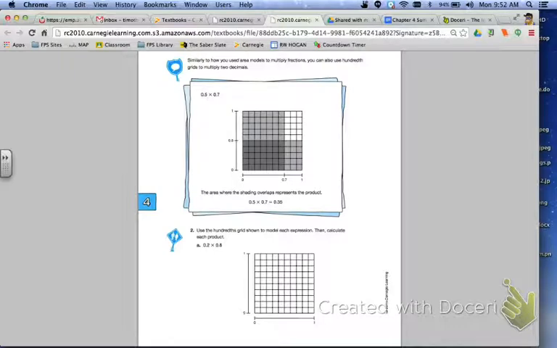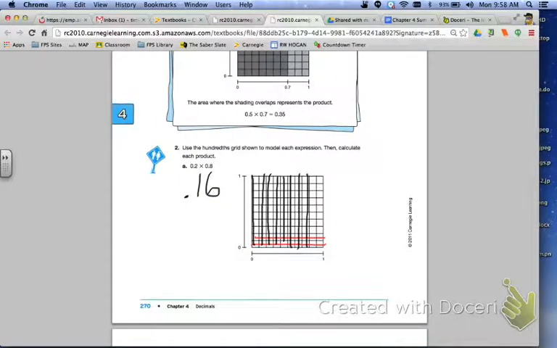We have 5 tenths times 7 tenths. So when we shade 5 tenths of the grid in, and we also shade in 7 tenths of the grid, the area where the shading overlaps is going to represent the product. So 5 tenths times 7 tenths is going to give us 35 hundredths for our answer. Go ahead and do number 2 with your group members. Go ahead and do letters A through D. For number 2, use the hundredths grid shown to model each expression, then calculate each product.